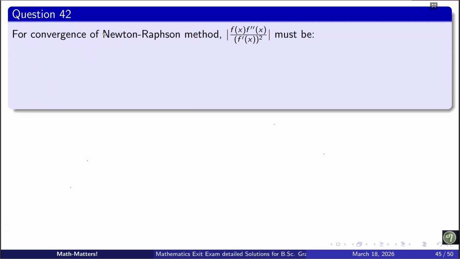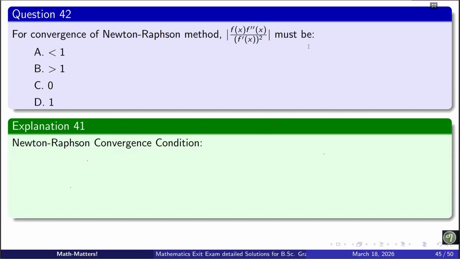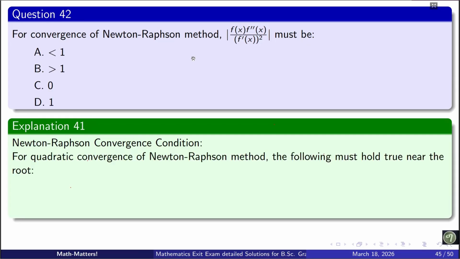Next, for convergence of the Newton-Raphson method, f of x times the second derivative of f at x over the square of the derivative f prime of x must be less than 1, greater than 1, 0, or 1. We know the Newton-Raphson convergence condition. For quadratic convergence of the Newton-Raphson method, the following must hold true near the root of the given equation.